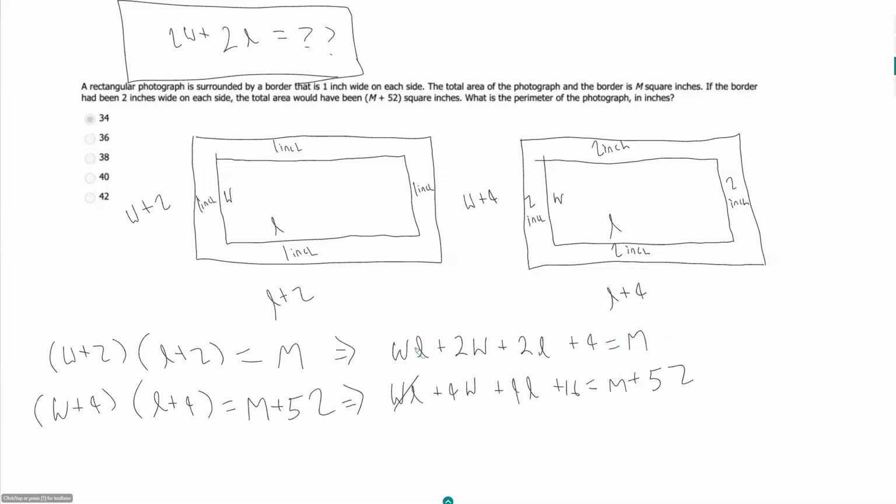So my WLs cancel out. 4W minus 2W leaves me with just a 2W. 4L minus 2L leaves me with a 2L. 16 minus 4 leaves me with a plus 12. My M's cancel out. And then I'm just left with a 52 on the right side, which leaves me with 2W plus 2L is equal to 40. So note, I don't know what W is, I don't know what L is, but I don't need to because they're asking me for the perimeter, which is 2W plus 2L, and that I can solve for.